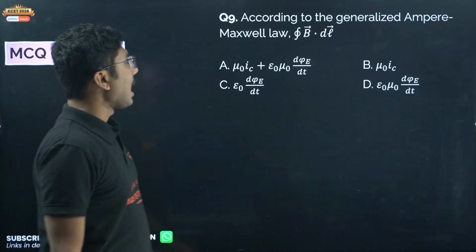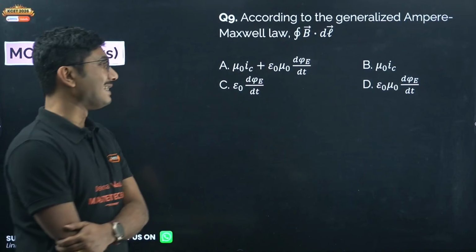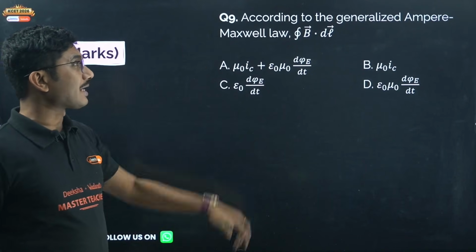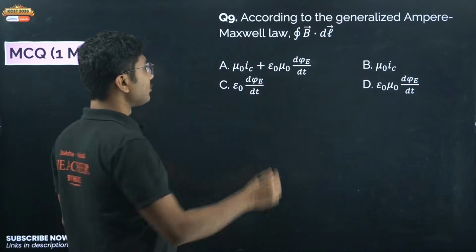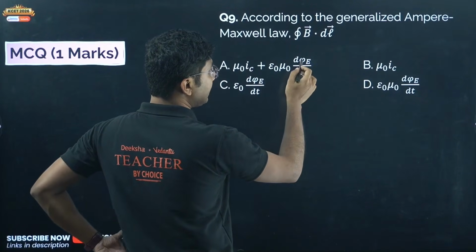Next question, according to the generalized Ampere-Maxwell law, B dot dl. So according to the generalized Maxwell's law, B dot dl equals mu naught I_C plus mu naught epsilon naught d phi E by dt.